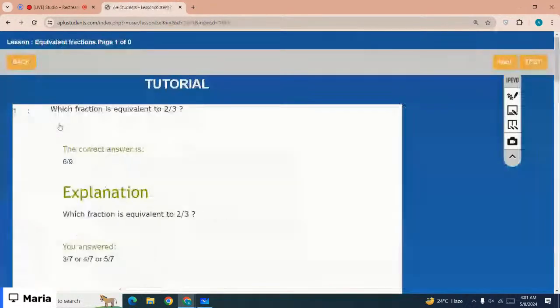Okay, what fraction is equivalent to 2 over 9? So basically you are given the options, right? You have to find the answer from the options. In the tutorial you're not given the options. So let's just start with the test questions.